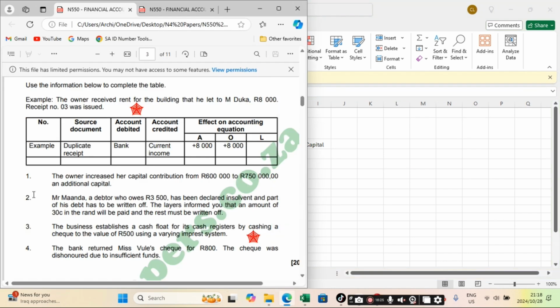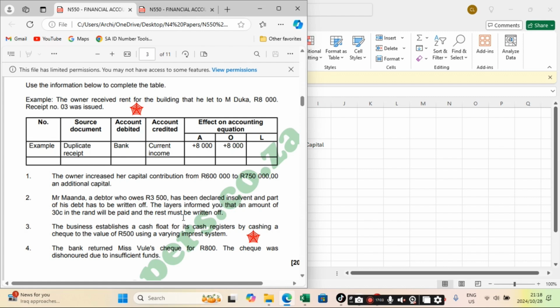Okay, so we're moving on to transaction number 2. Mr. Manda, a debtor who owes 3,500, has been declared insolvent and part of his debt has to be written off. The lawyer informed you that an amount of 3 cents in the rand will be paid and the rest must be written off. I hope you understand that.